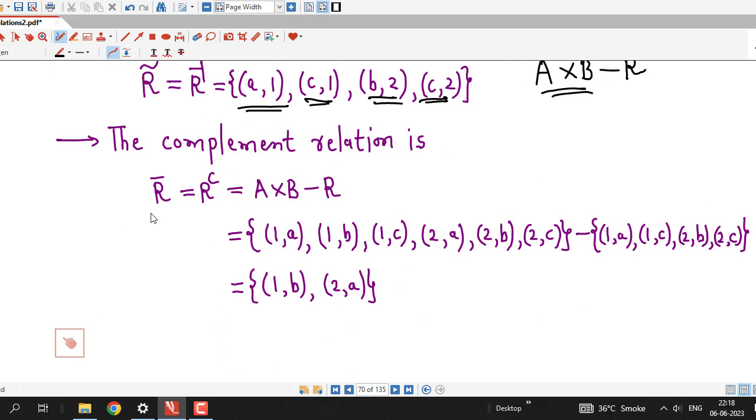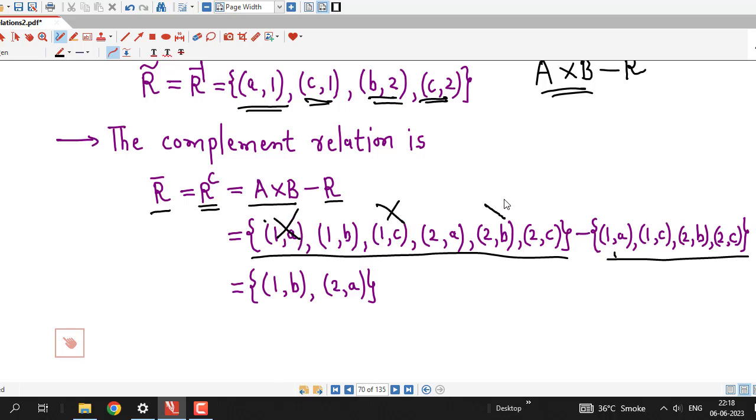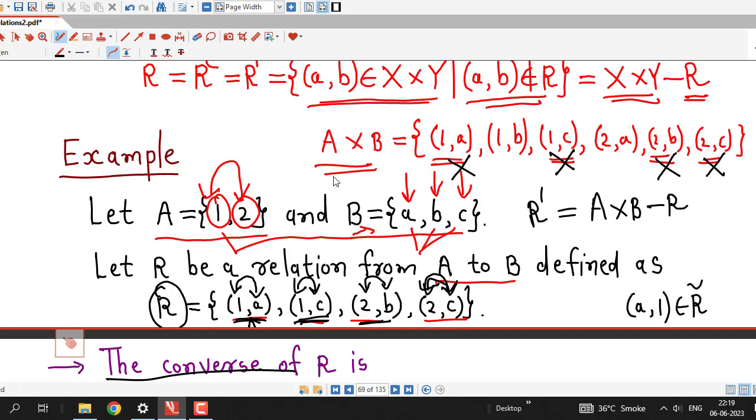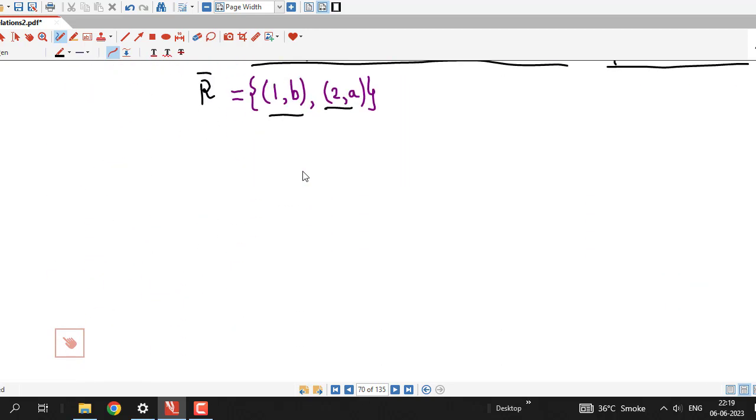The complement relation is R bar equal to R^C equal to A cross B minus the given relation R. This is A cross B, and here I have written the given relation R, and I have to exclude all these members: (1, A), then (1, C), (2, B) and (2, C), and I am left with two ordered pairs, (1, B) and (2, A), and this is my complement relation, or complement of the given relation. So in this way we can decide the converse of a relation and the complement of a relation.